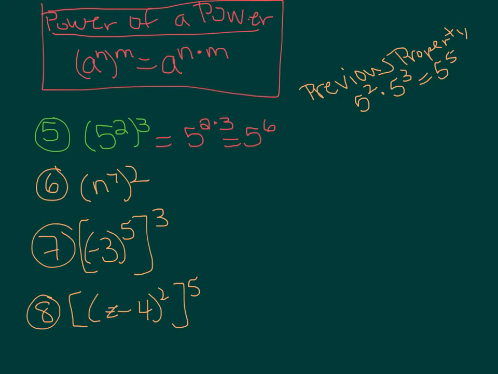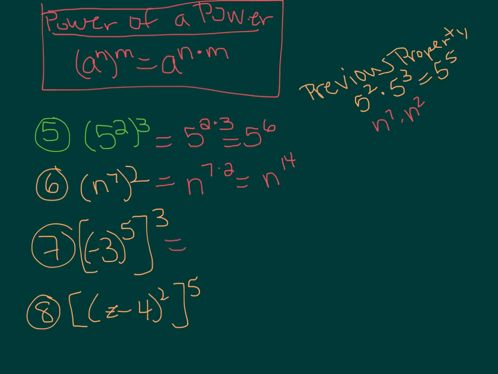Okay, so number 6 is similar to 5. We keep our base of n. We have n to the 7th to the 2nd. We are going to multiply our exponents. That gives us n to the 14th. Make sure that you did not add those. You would have added them if it was like the previous one where we had n to the 7th times n to the 2nd, but notice how we did not have that. We didn't have 2 of the same base being multiplied.